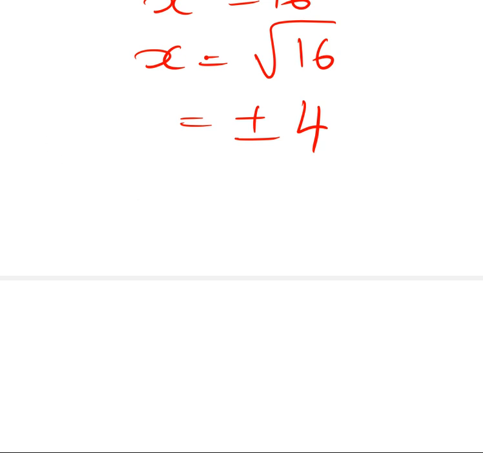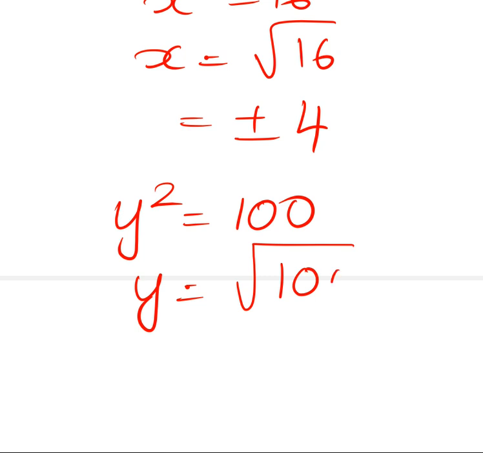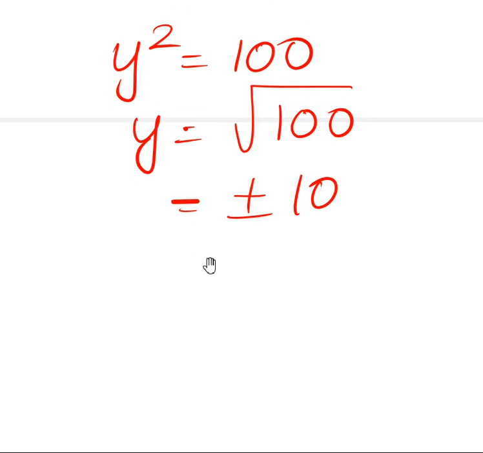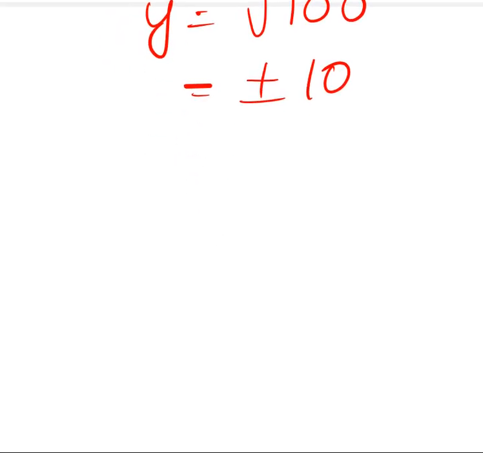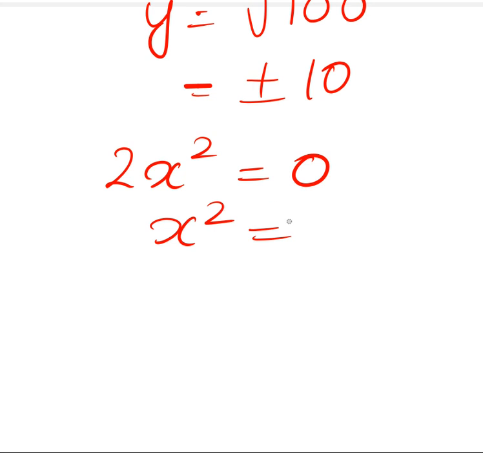Suppose you have a direct question like y square is equal to 100. Y square is equal to 100 means y is equal to square root of 100, that is equal to plus or minus 10. Then another question. Suppose you have just 2x square is equal to 0. That means x square is equal to 0 divided by 2, that is 0 itself. So x is equal to 0.